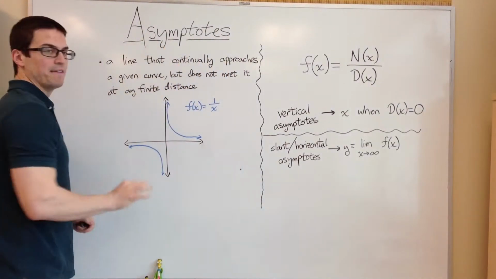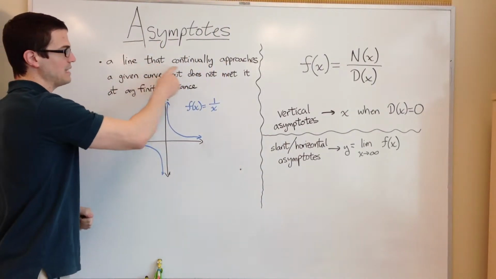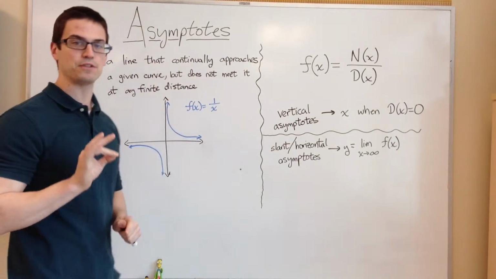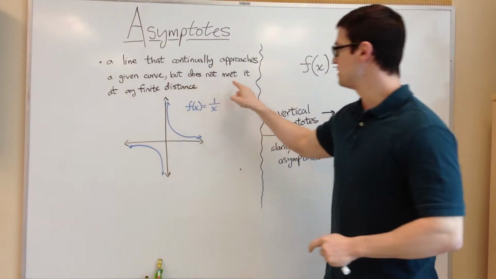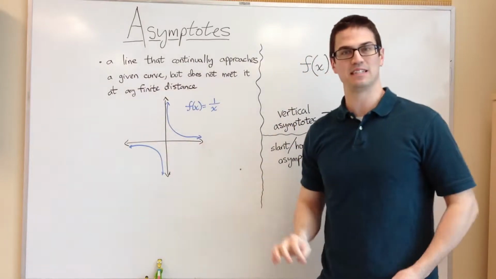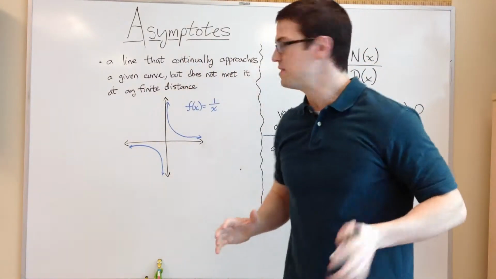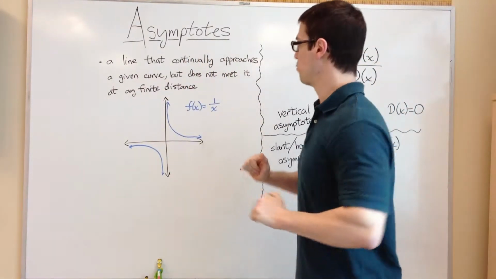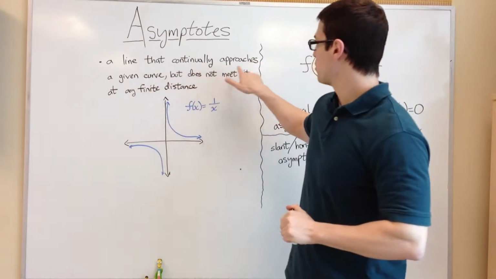Basically, by definition, an asymptote is a line that continually approaches a given curve, but does not meet it at any infinite distance. And you're like, whoa, what is this crazy definition? Let me explain, I've got to break it down a little bit. A line that continually approaches a given curve.